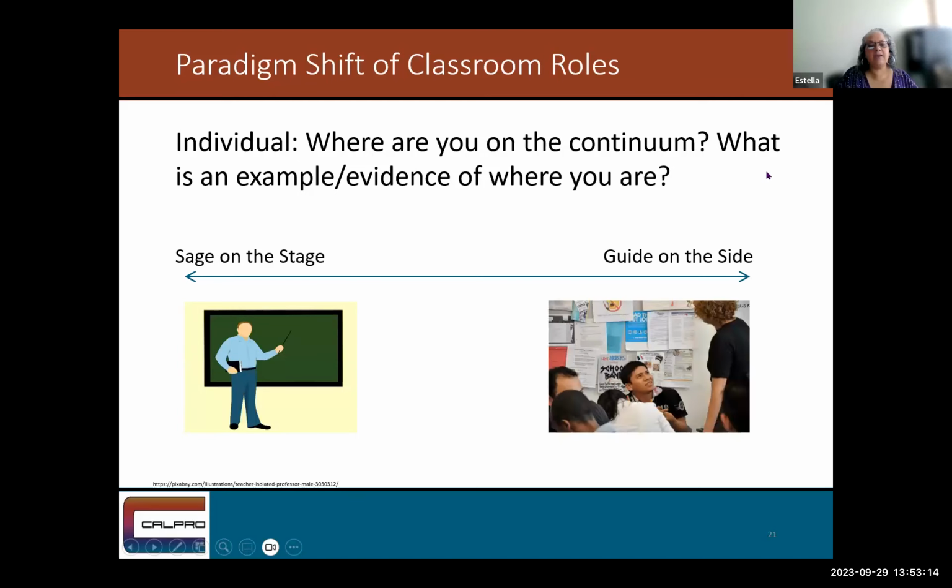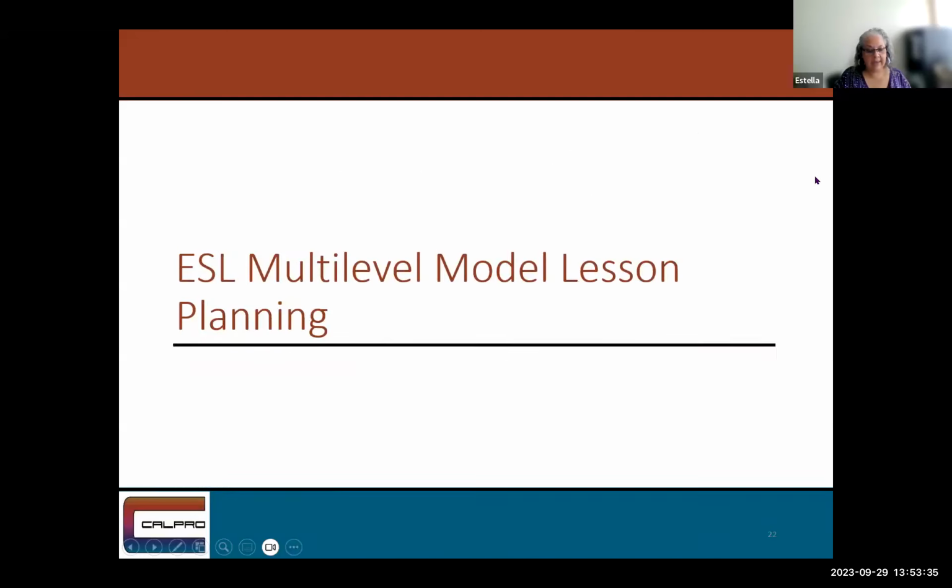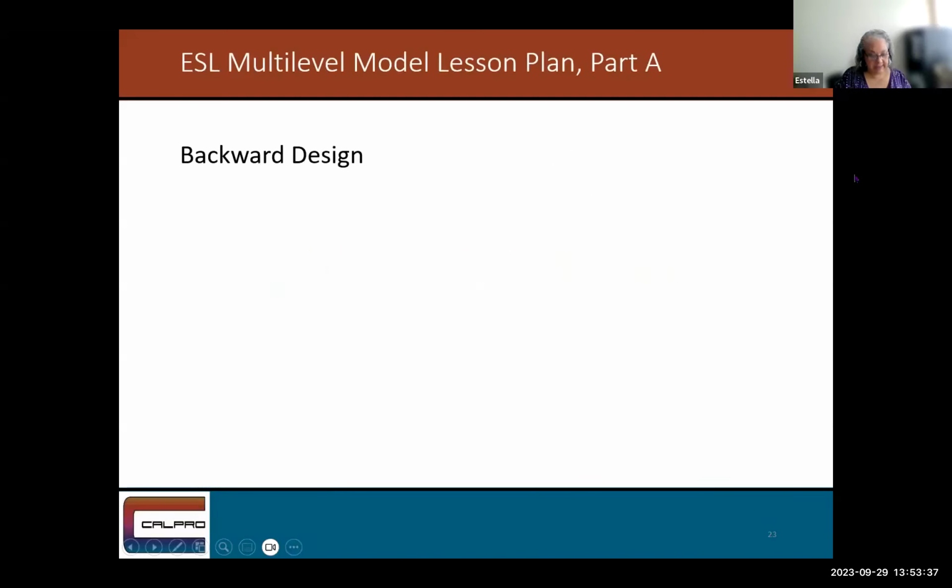So this is something, I'm sorry, let me go back to the paradigm. So this is something for self-reflection to think about: where are you on this continuum? And then what is an example or evidence of where you are? And so this might be something you come back to, watch the video again on this, and make some notes for yourself about where you are on the continuum. Okay, ESL model lesson planning.